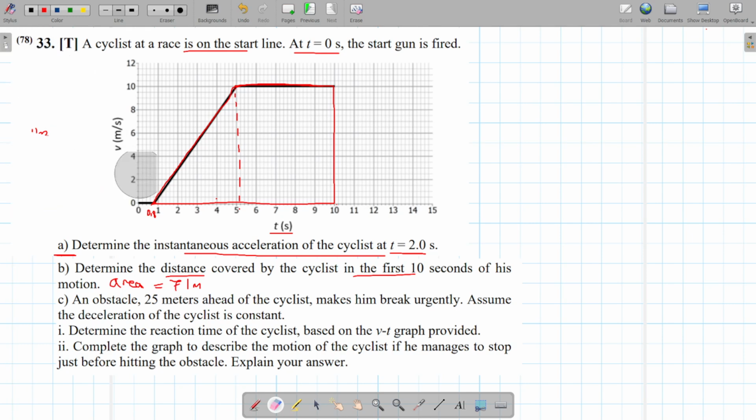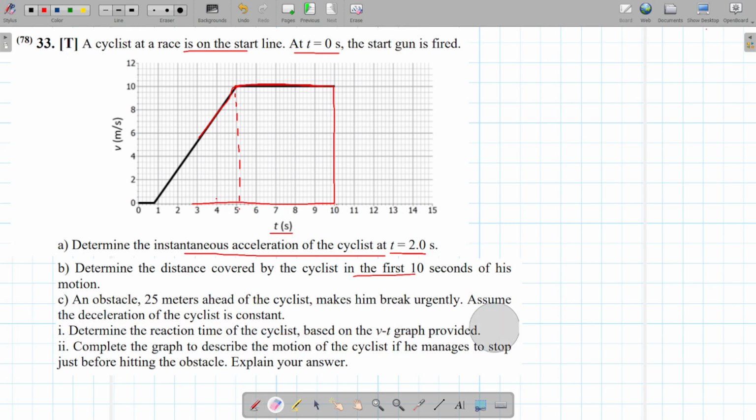Then part C, an obstacle 25 meters ahead of the cyclist makes him brake urgently. Assume the deceleration of the cyclist is constant. Determine the reaction time of the cyclist based on the graph.